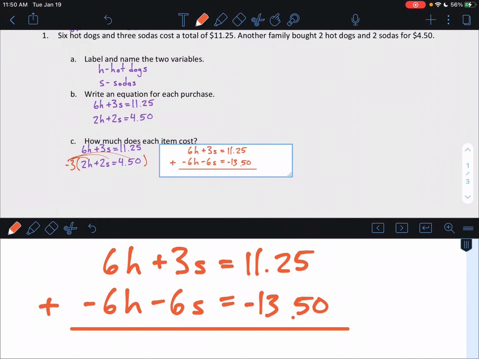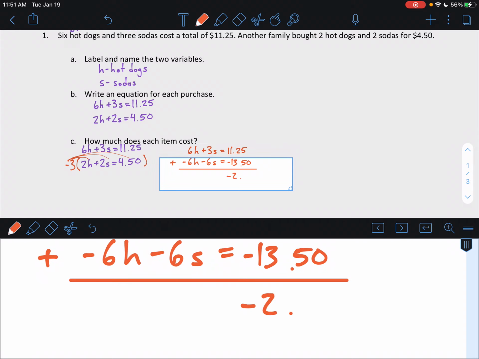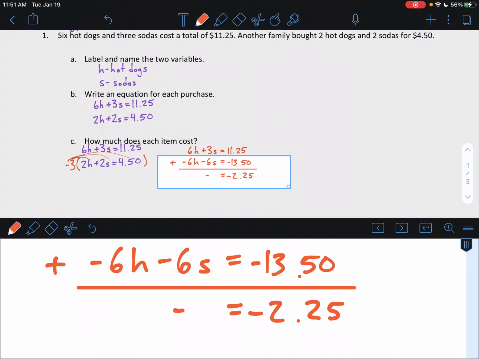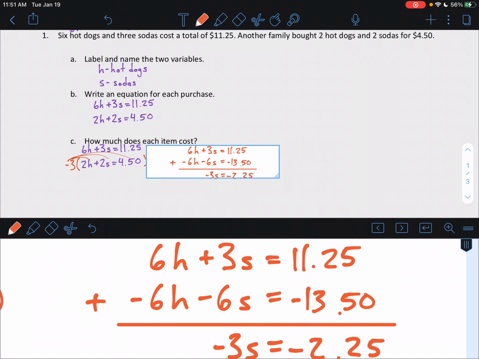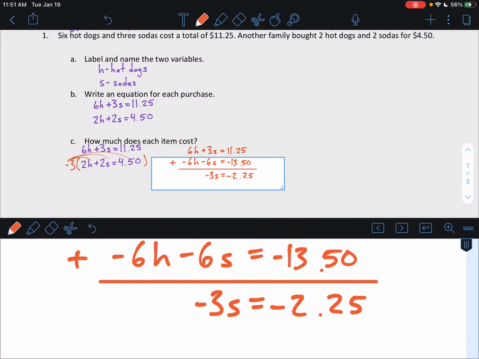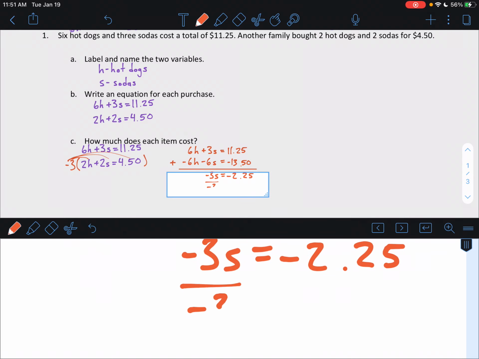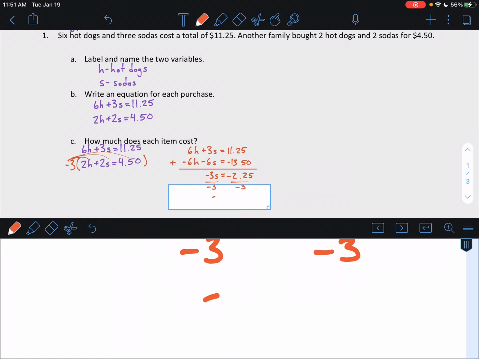So 11.25 minus 1350 is -225. 3S minus 6S is -3S. And 6H minus 6H, well, that's just 0. So I have -3S equals -225. Divide both sides by -3, and I get S equals 0.75. So the soda, the S, is 75 cents.